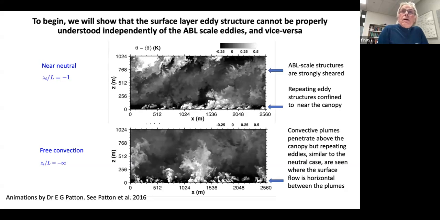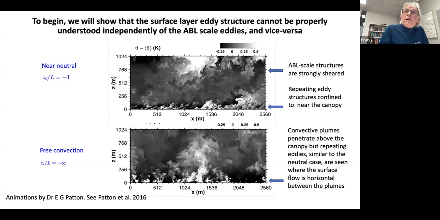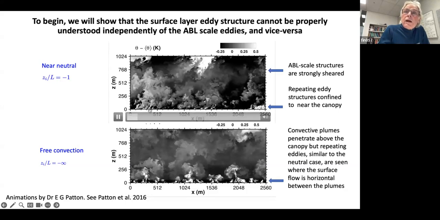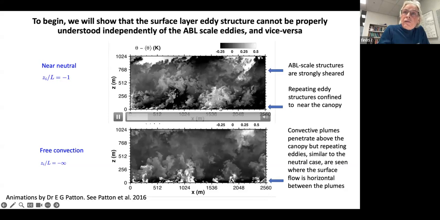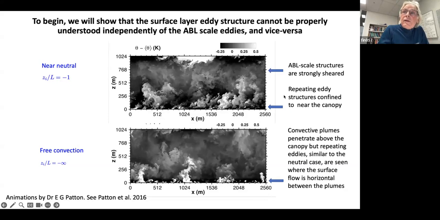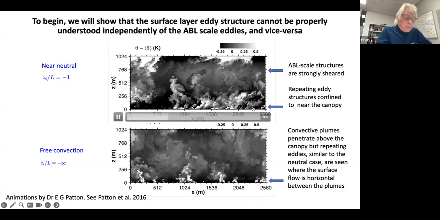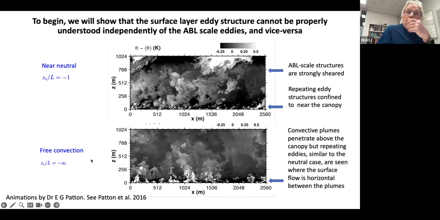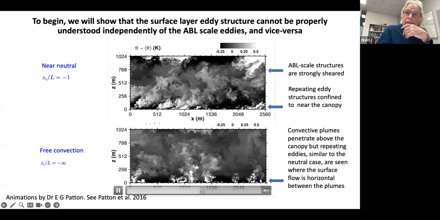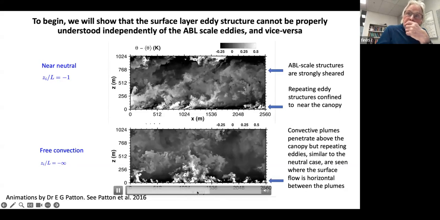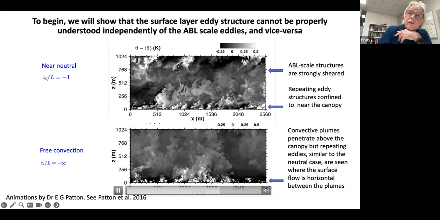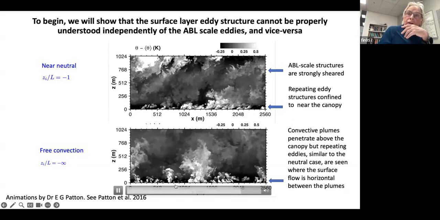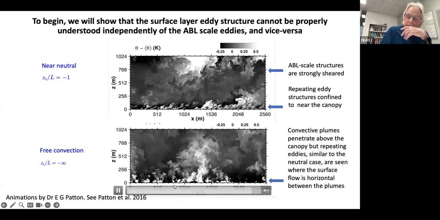And we can see that in the near neutral case, there are clearly strongly sheared structures moving through the surface layer. And if you look closely down at the surface, we can see these repeating eddy structures confined to near the canopy. Whereas in the free convection case, where there's no geostrophic wind, we get convective plumes that penetrate the canopy. But in between the convective plumes, we get similar small-scale eddy structures moving through the canopy.